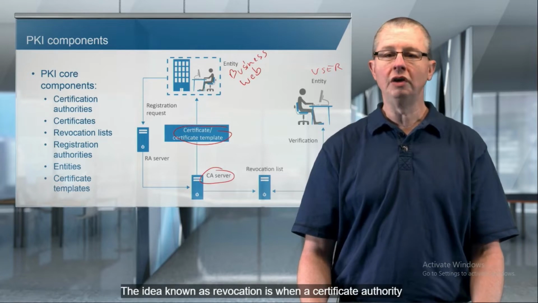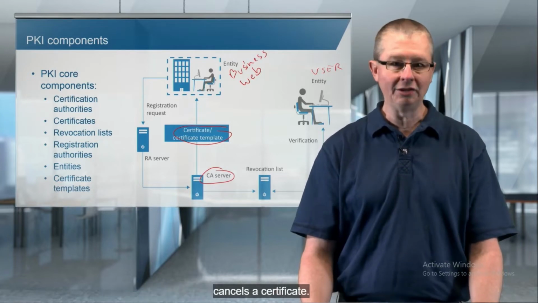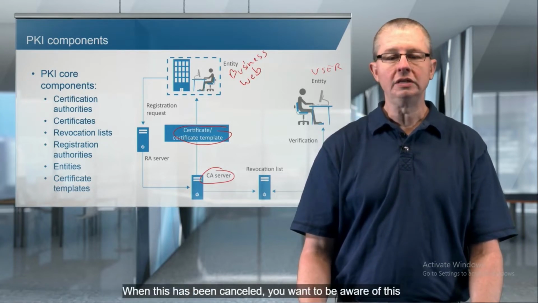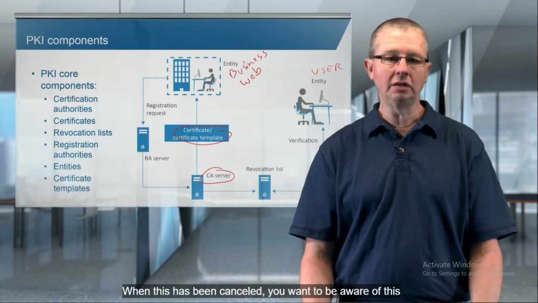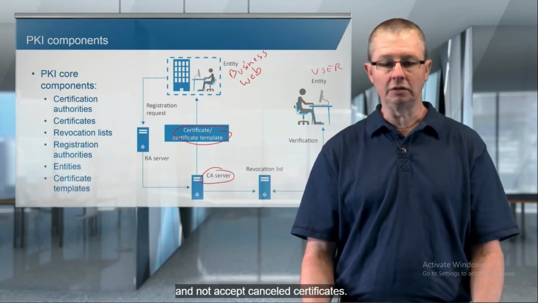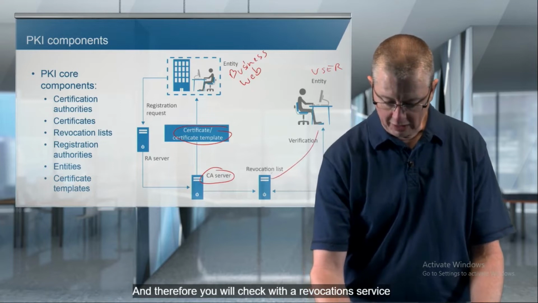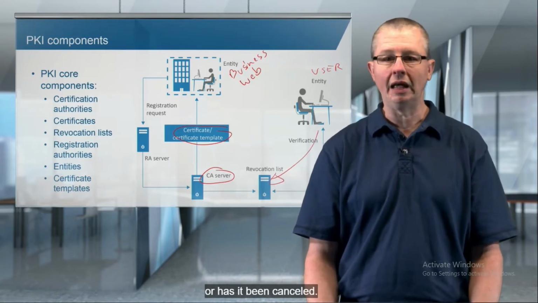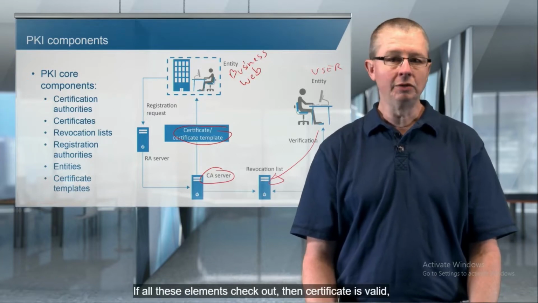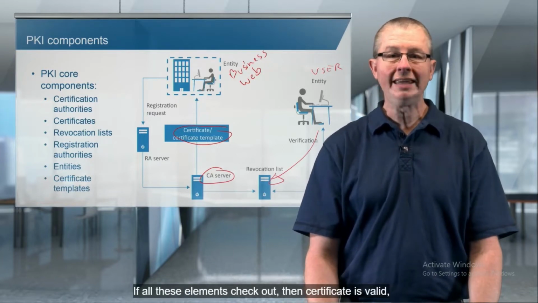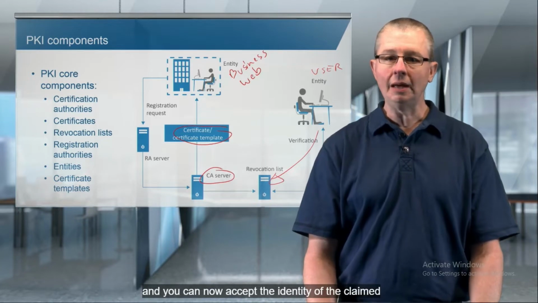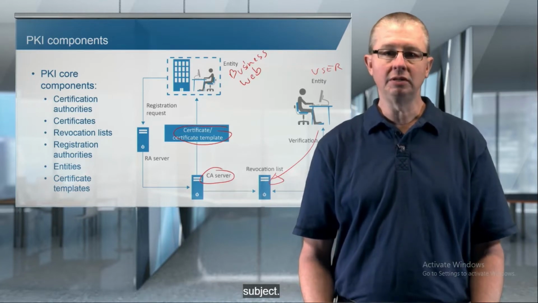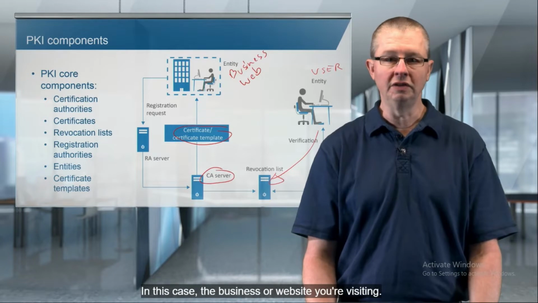The idea known as revocation is when a certificate authority cancels a certificate. When this has been canceled, you want to be aware of this and not accept canceled certificates. And therefore, you will check with a revocation service of some sort to figure out, is this still valid or has it been canceled? If all these elements check out, then the certificate is valid and you can now accept the identity of the claimed subject, in this case, the business or website you're visiting.